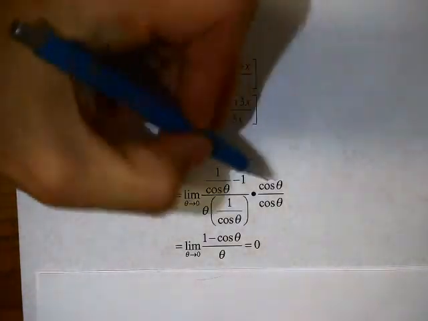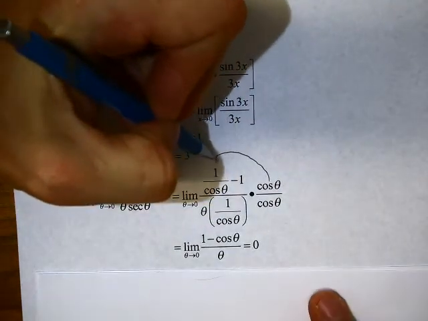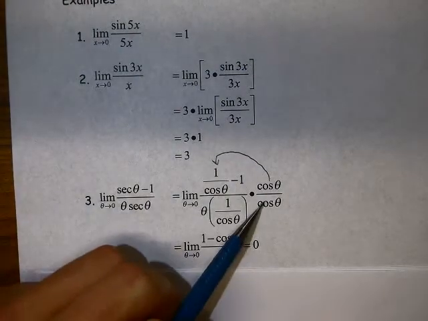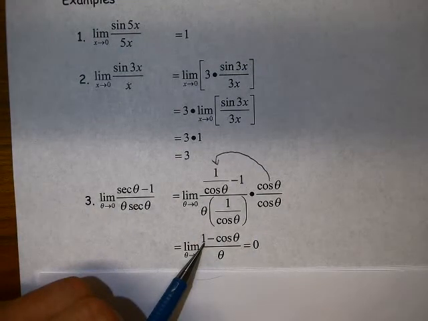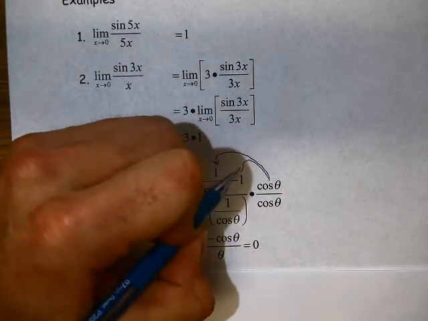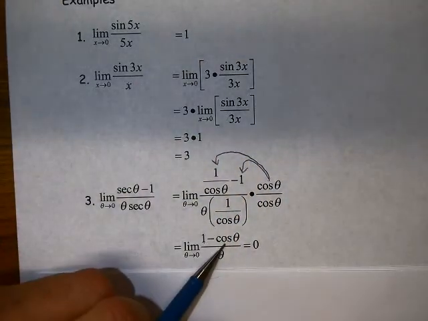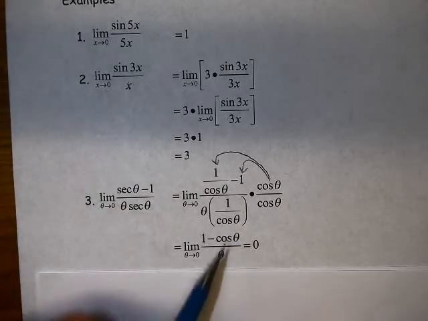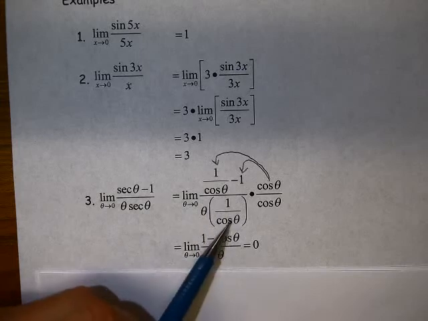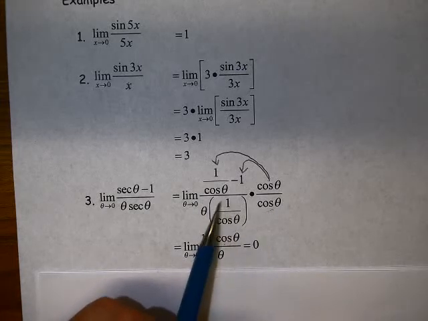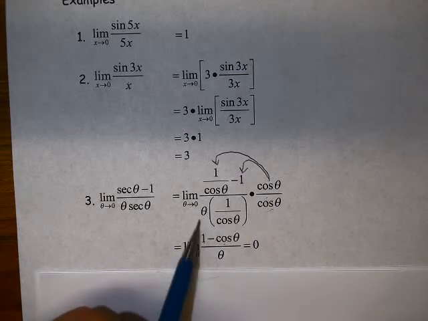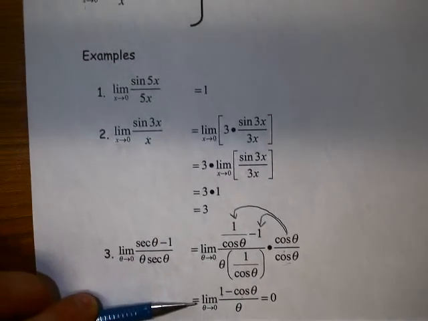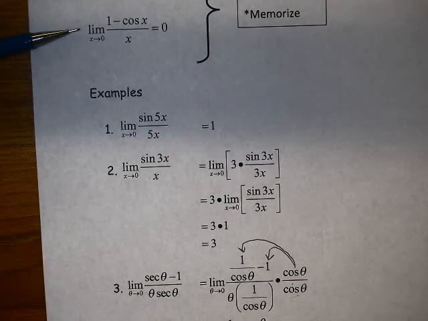And what I see when I do that is when I distribute this cosine theta to this term in the numerator, it cancels out the cosine. So I have 1. When I distribute it to this minus 1, I get minus cosine, so that's where the 1 minus cosine theta came in the numerator. In the denominator, this is a product here. When I multiply the cosine theta times 1 over cosine theta, those cosines cancel out, and I'm just left with theta. And that looks just like the special trig limit that I memorized up here.